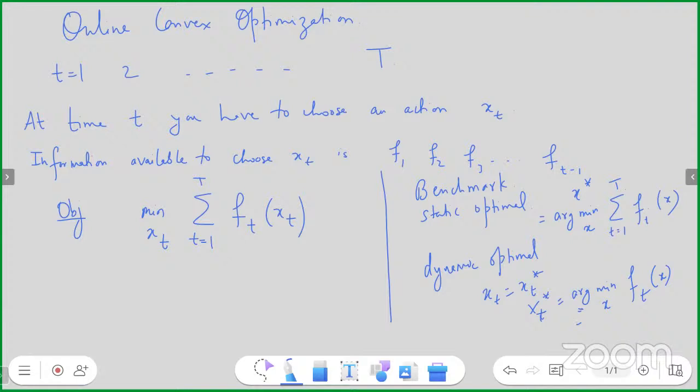If I was supposed to choose the xt star, simply, how will you choose xt star? You don't get to see ft. You get to see f1 through ft minus 1. This is only for the dynamic optimal. You cannot beat this. Your algorithm cannot get here. This is only a benchmark. This is a static benchmark. This is a dynamic benchmark. Static is choosing a single action across all time, looking at all f's. This is choosing optimal actions at each time t.